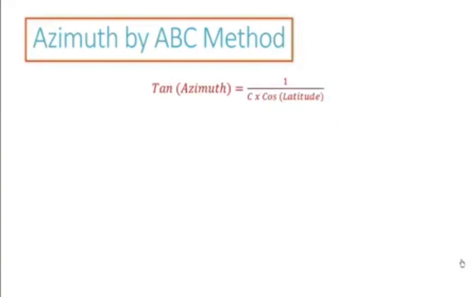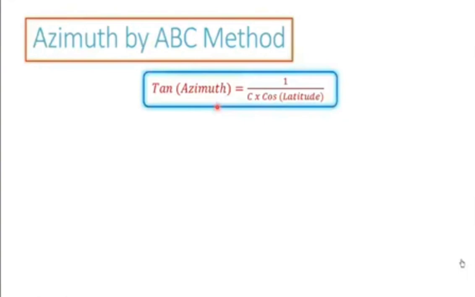Now, once the value of C is obtained, then we can use this formula. Tangent of azimuth is equal to 1 by C into cos of latitude. C is what we have just calculated from combining A and B, and latitude is given to us in the question. So using these two values, we can obtain the azimuth of the body. So this is the last formula which we use after A, B, and C. Now, when we calculate the azimuth using this formula, the important thing to remember is that azimuth is obtained in the quadrantal notation. It is not obtained in the 3-figure notation or true notation. It is obtained in the quadrantal notation.